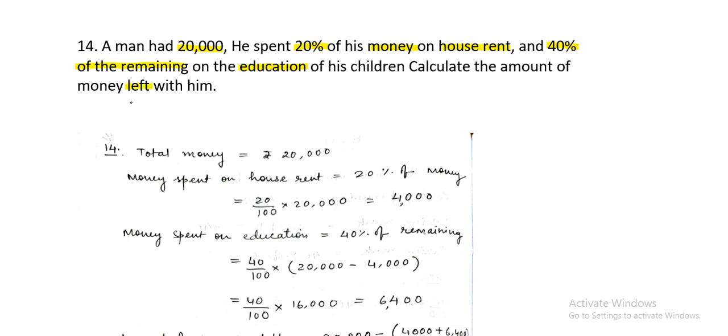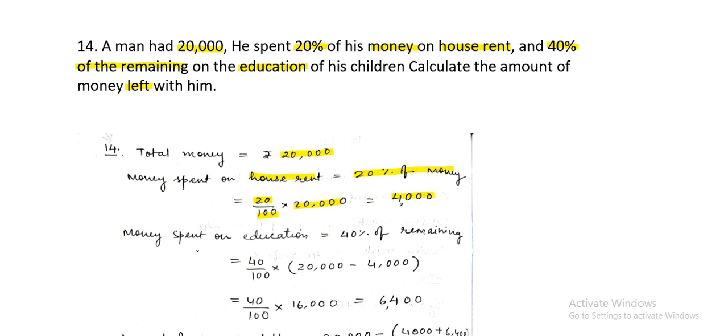So how much money is left? We have to find out that. So first what we will do, we will write the total money is how much? 20,000. The total money is 20,000. Now money spent on house rent will be how much? 20% of his money is given. So 20% means 20 by 100 of 20,000. That is 4,000 if we cancel this.